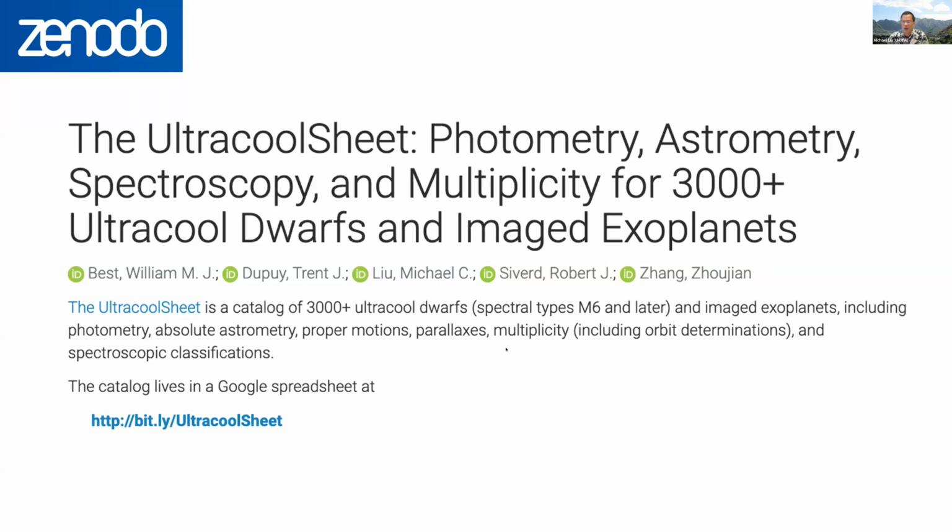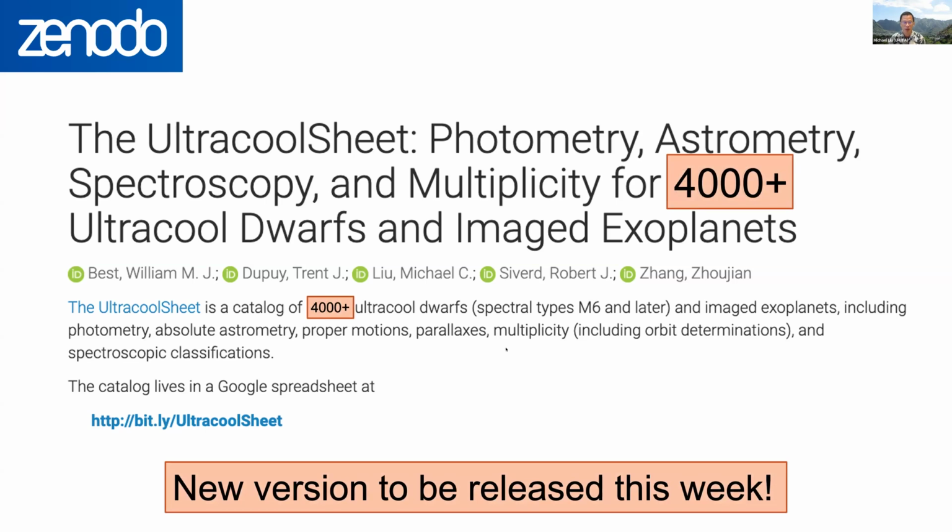The data files are at Zenodo, and the sheet itself is basically just a Google spreadsheet. That's all it is. This is the tag page from the current version that's publicly available. We're literally at the very end phase of a 1.5 year effort to upgrade this. The most obvious thing from the front page is the number of objects, but there's quite a bit more in here. We're over 4,000 objects now, and we're releasing at the end of this week.